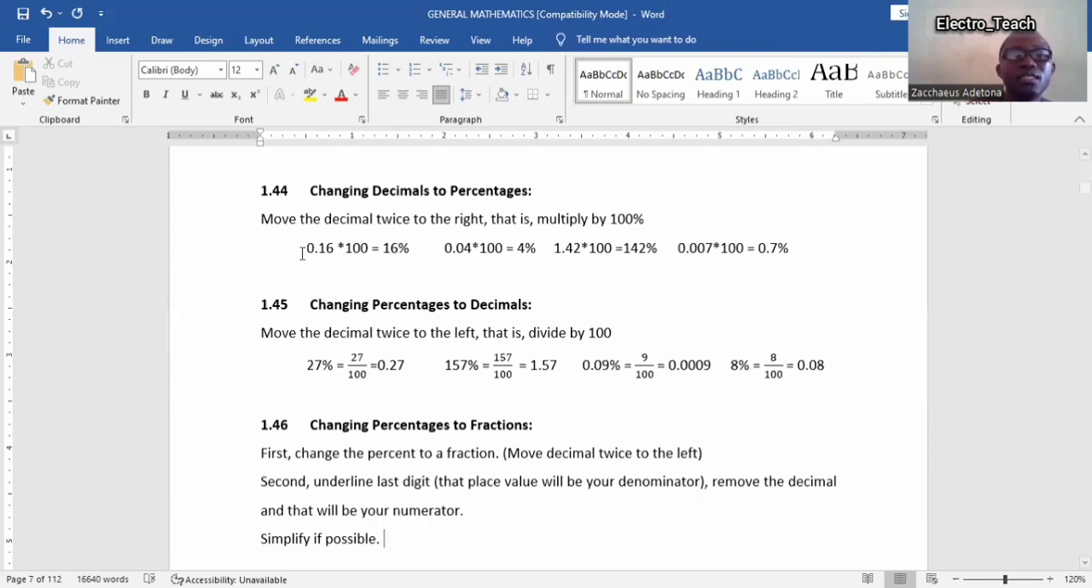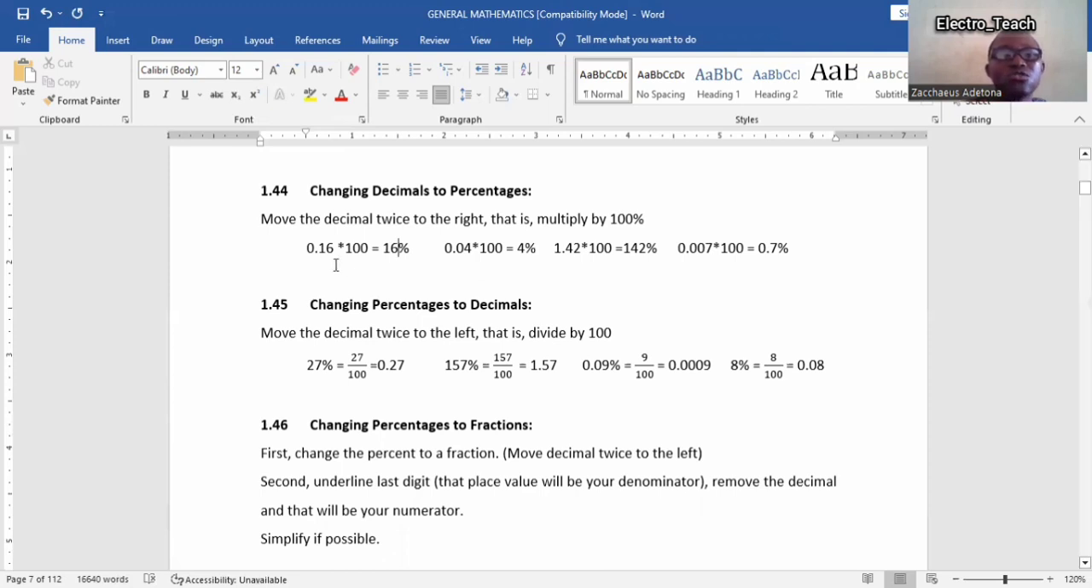You multiply by the number of zeros after the decimal. That is 2, which means you are going to multiply by 100. So 0.16 multiplied by 100 will give you 16. And that is 16%. You now add a percentage sign to it. When you multiply by 100, you multiply it by percentage, 100%. So what it means is that 0.16 is the same as 16%, or 16 divided by 100.